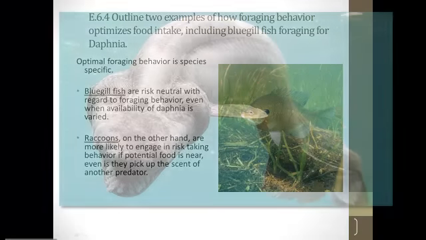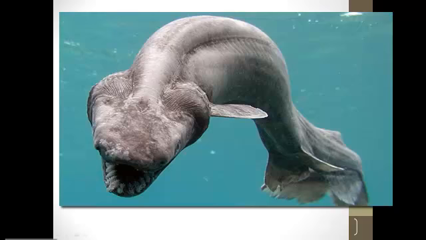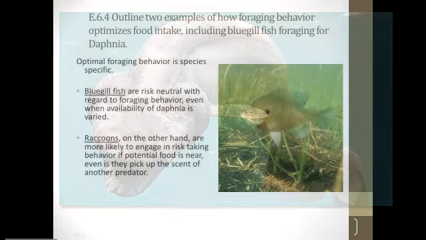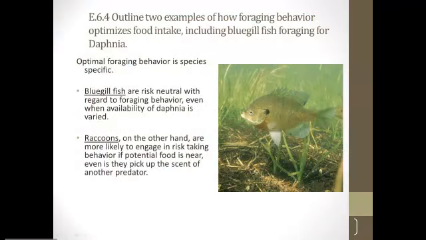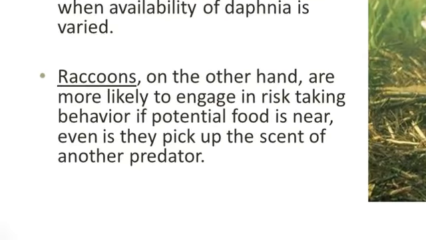But if predators are near who would like to dine on the bluegill fish themselves, they are less likely to pursue the Daphnia, whereas raccoons, on the other hand, even if they find themselves in a dangerous situation with a predator that could potentially be stalking them, if food is near, they're more likely to take the risk and go out and capture that food, even if it brings more attention to themselves.